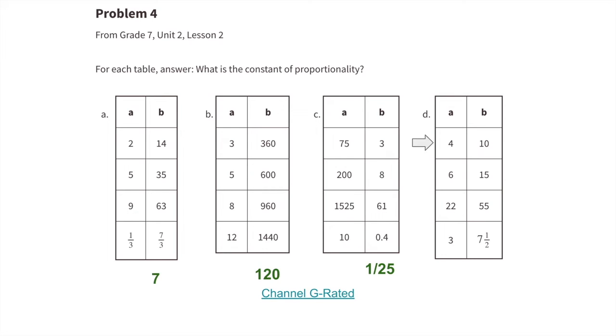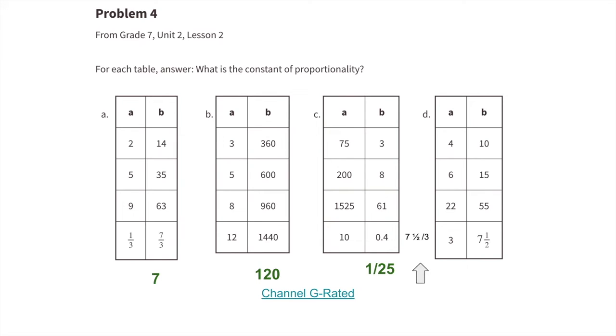Table D, 10 divided by 4. 10 over 4, or 10/4, is equivalent to 2.5. 15/6, or 15 divided by 6, is equivalent to 2.5. 55 divided by 22. 55 over 22 is also equivalent to 2.5.